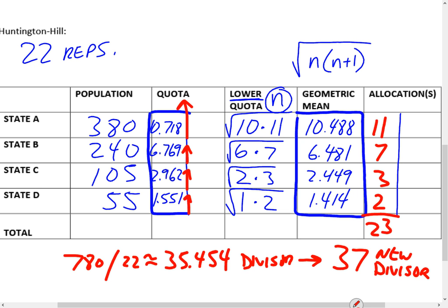Go ahead, see if you can redo this with the new divisor. What do you do with that? Go back to the beginning, divide these up, put in your new quotas. You don't have to change the lower quota or the geometric mean because the 10, the 6, the 2, and the 1 turn out to be the same. But you are going to get different quotas, and you are going to have to compare them to the geometric mean. So do that first. Instead of dividing by 35.454, divide by 37 and put in your new quotas.